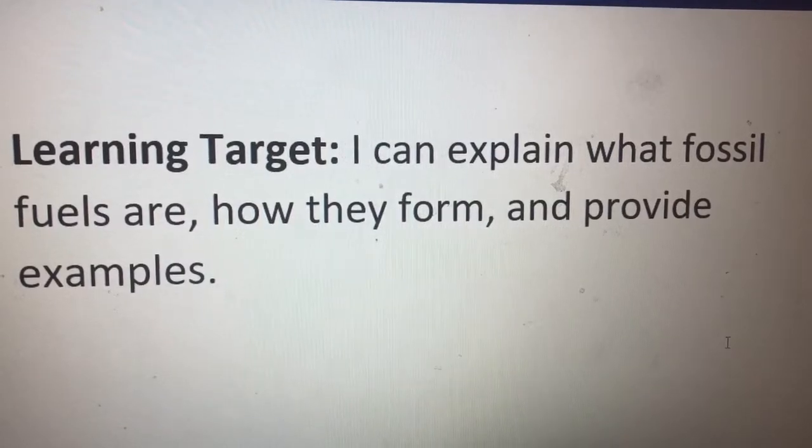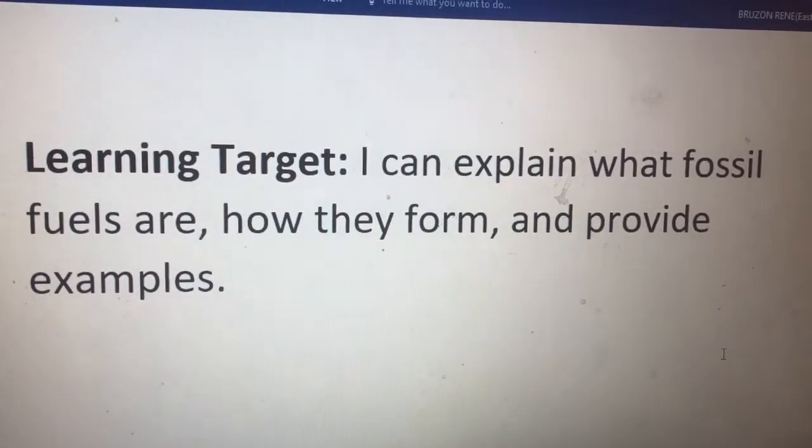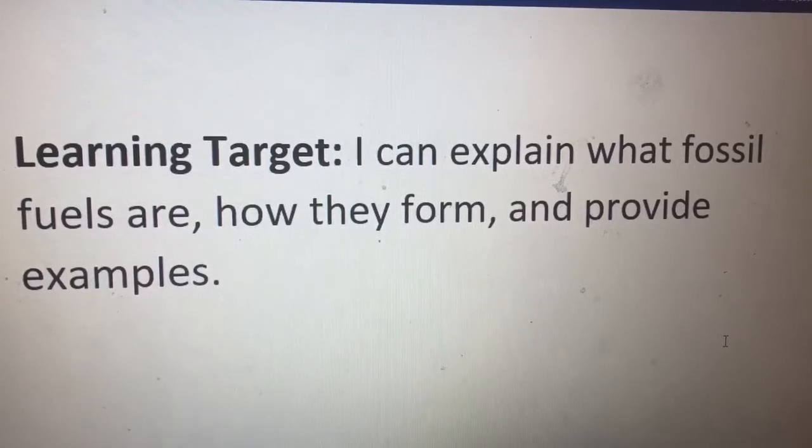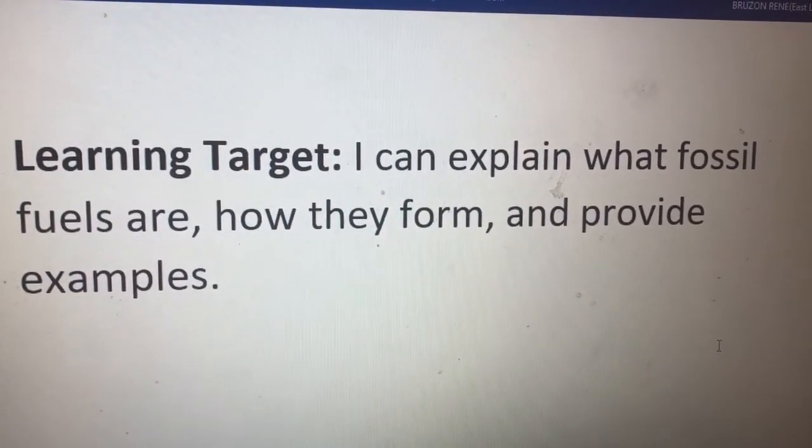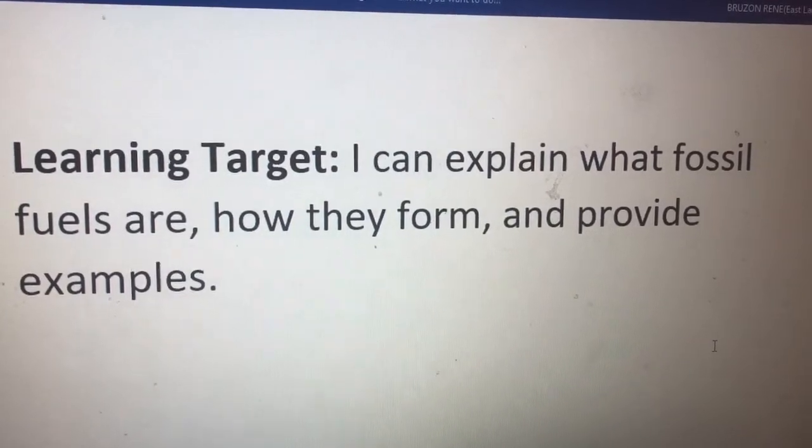So are we keeping track of the learning target and what we are supposed to be learning right now? The video and the article had all the information that we needed. Let's review that learning target one more time to make sure that we are right on track. So I can explain what fossil fuels are, how they form, and also provide examples. Okay, so those are the things that you are supposed to be answering from the article and from the video, okay?